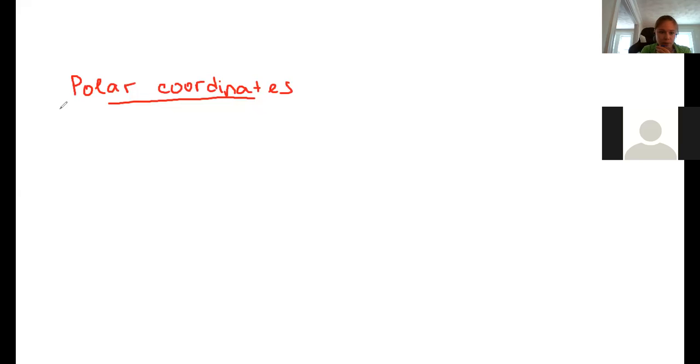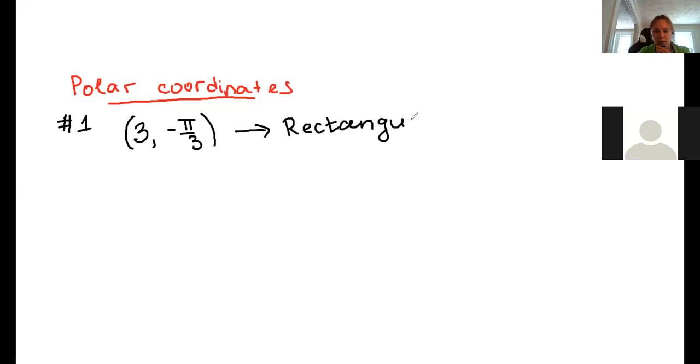And the first question from the worksheet, number one: given a number in polar form, 3, negative pi over 3. This could be a bit challenging because we did trigonometry so long time ago. We have to convert it into rectangular form. And let me quickly review what is rectangular, what is polar form.